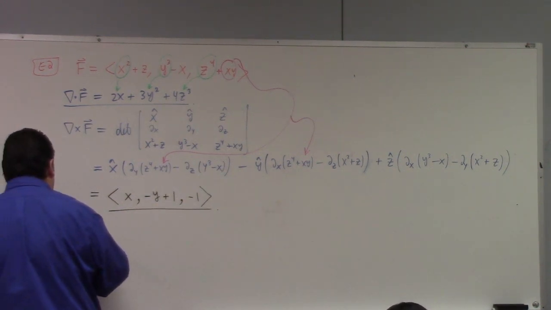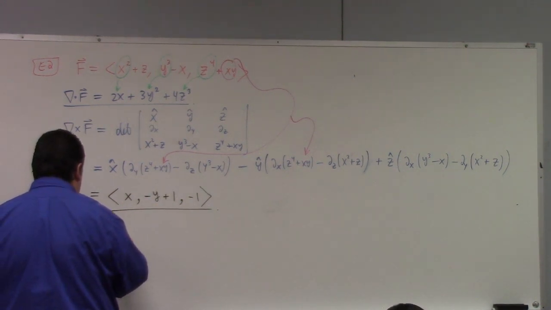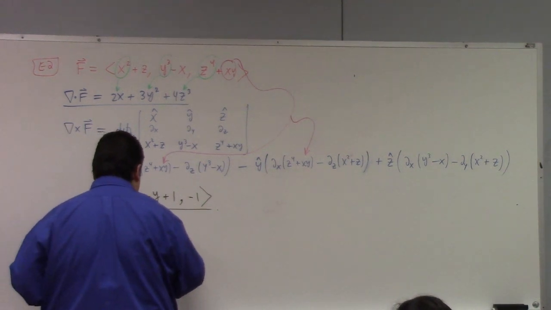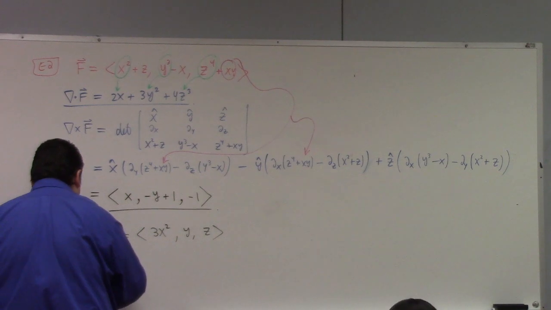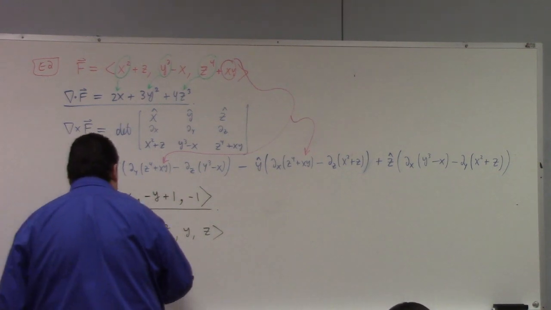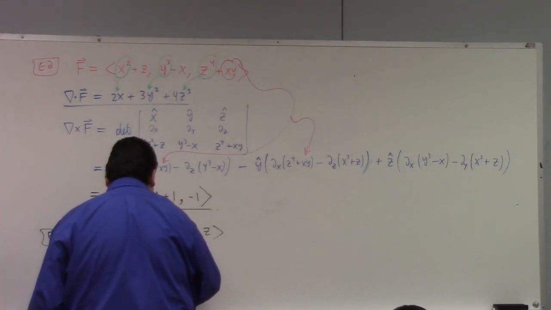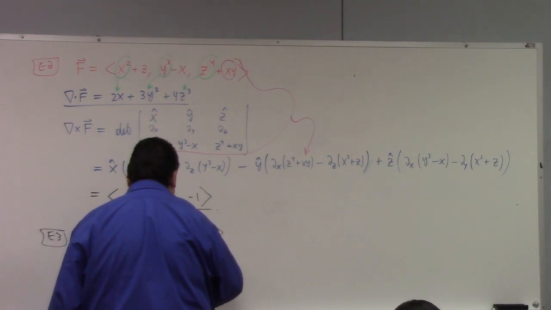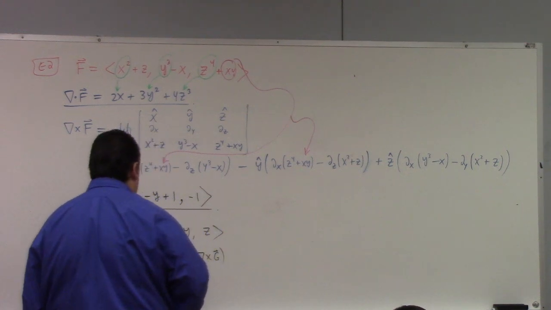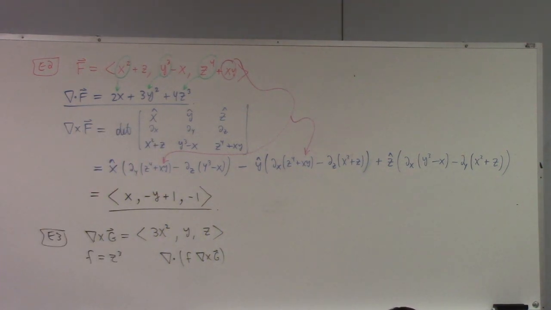So suppose I told you the curl of g is equal to 3x squared y z, and I'd say f is equal to z cubed, calculate the divergence of f times the curl of g. I mean, this is a stupid problem, but you could do that, right? Stuff like that. Not that that's interesting.